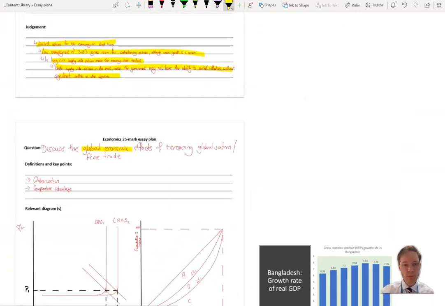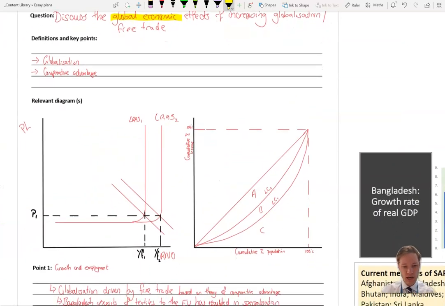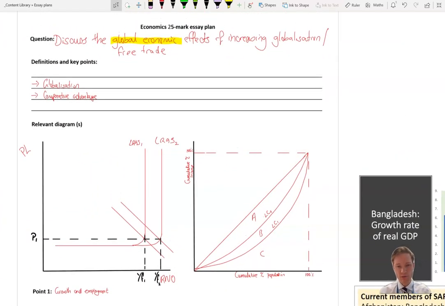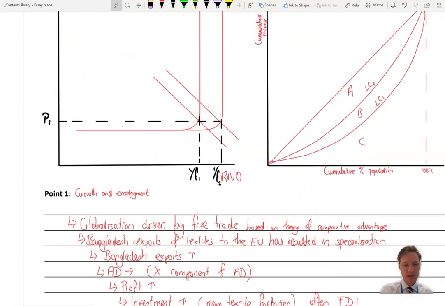Okay, pause the video. Think about how you can write that point, growth and employment, with as much detail and reference to that diagram and the examples as we can, and come back in a minute. Okay, unpause your video. We've unpaused, we've come back. Just make sure that you've done some work there first. Let's have a look then.